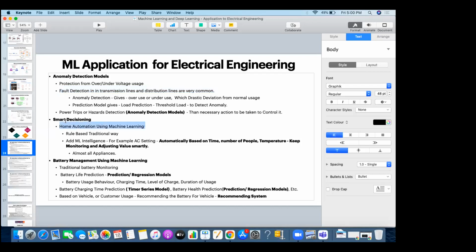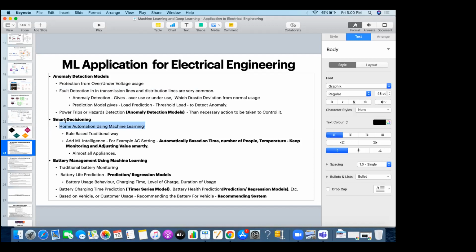Now, smart decisioning. Earlier, with smart homes and smart applications, we used to program them. We would program that at 8 o'clock you switch on the light, or at 9 o'clock you switch it off, or something like that. Those were logical rules we wrote to control smart homes.